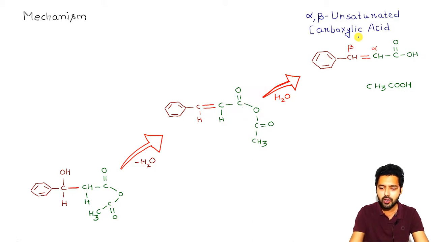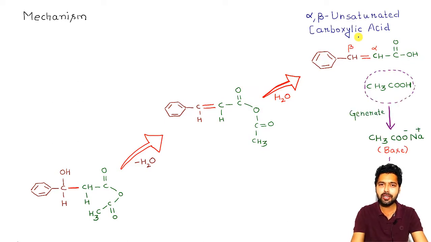And whatever acetic acid has been generated here will finally generate the base upon reaction with sodium ions that are still there in this reaction, giving what? Giving sodium acetate, and this base will be reused. It will be abstracting one more proton from the second acetic anhydride molecule, and in this way this reaction will keep on going. Okay, in this way this reaction will keep on going, and this base will be generated again and again.